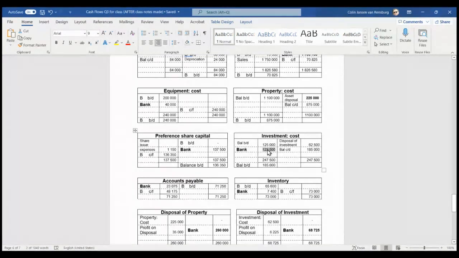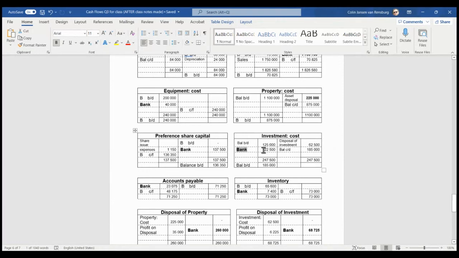So our balancing figure is 122,500. We've already seen it can only represent the acquisition of more investments. We assume that it was paid for, therefore our contra account is our bank account. And as we said last week, as soon as your contra account is the bank account, it means money has flowed either into or out of your bank account. Clearly, in this case, where we debited investment at cost, it means that we would have credited our bank account. And if we credit our bank account, we already know that it's going to be an outflow of cash, right?